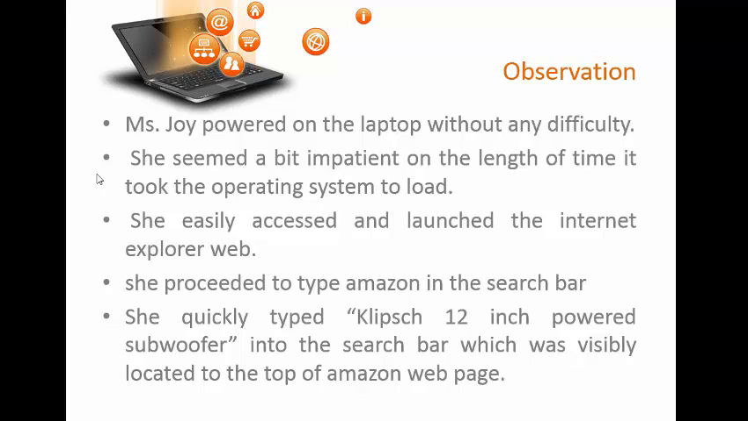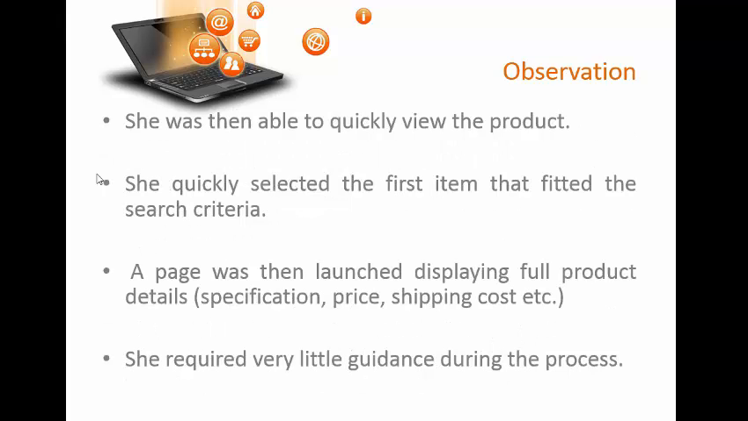Once launched, the default search engine Google quickly loaded and she proceeded to type Amazon in the search bar. She then quickly selected the first option and the Amazon web page was launched. She quickly typed Kelpsch 12-inch powered subwoofer into the search bar, which was visibly located at the top of the Amazon web page, and then pressed go. This was done with quite ease due to the search bar being large enough to notice as soon as the web page launched.